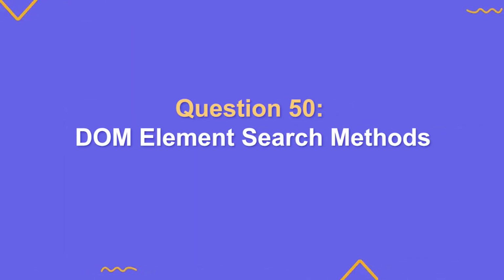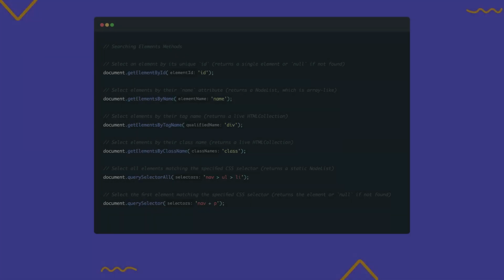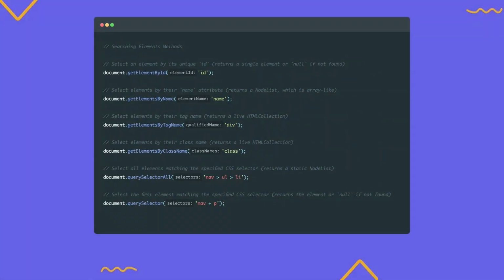DOM element search methods. In browser-based JavaScript, there are 6 main methods for searching elements on a page. One of the most commonly used is getElementById. This method allows you to find an element by its unique ID attribute. Simply add the ID attribute to an element in HTML, assign it a name, and then in JavaScript, you can easily find that element by the given ID.